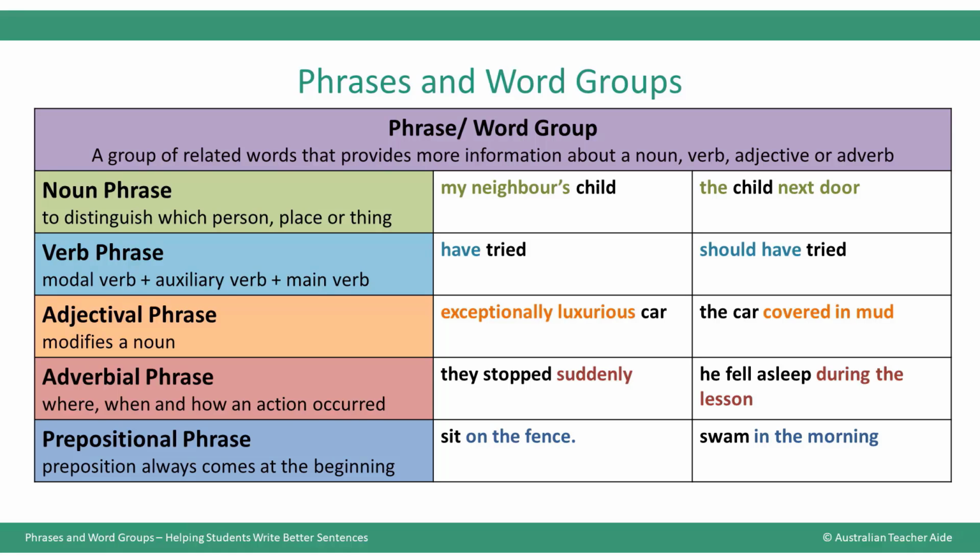Then we have adjectival phrases. They function just like an adjective by modifying the noun, such as exceptionally luxurious car or the car covered in mud. As you can see, adjectival phrases can also come before or after the noun it modifies.